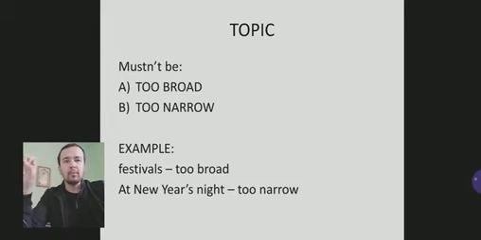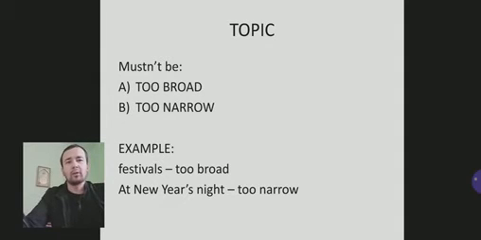So, when you choose your topic, you have to consider two things. It's really important. The first thing is it mustn't be too broad, and the second thing is it mustn't be too narrow. So, what is too broad and what is too narrow, and what kind of problems can there be? For example, the topic festivals. This is too broad. So, what is the problem?